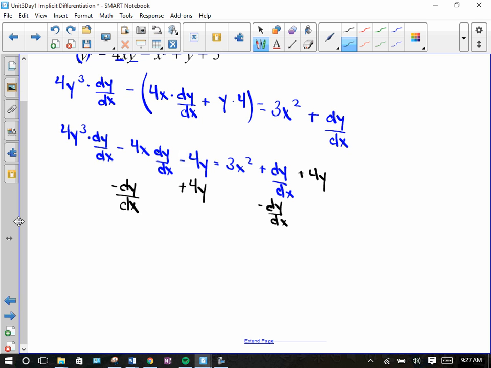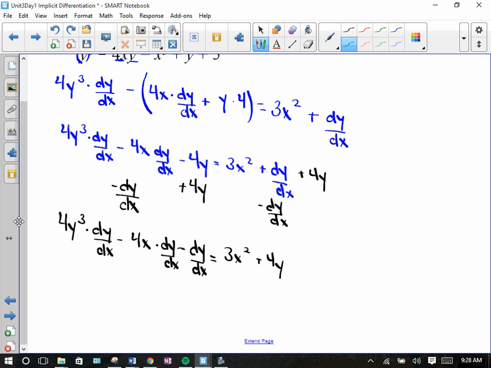Alright, so what do I have? I have 4y cubed times dy dx, minus 4x times dy dx, minus dy dx. That's equal to 3x squared plus 4y. Okay. Well, I have dy dx in 3 different terms, correct?